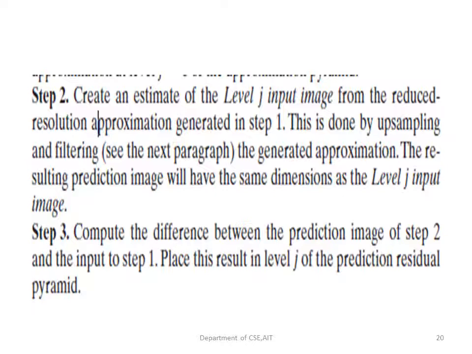In step 3, we compute the difference between the prediction image of step 2 and the input to step 1. This image is placed at level j of the prediction residual pyramid.